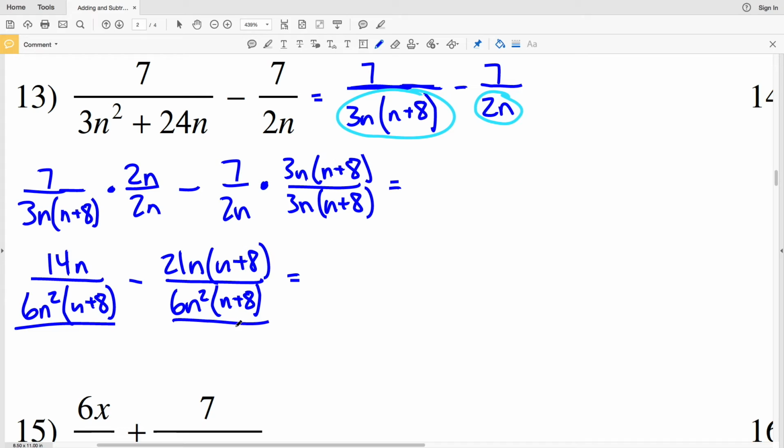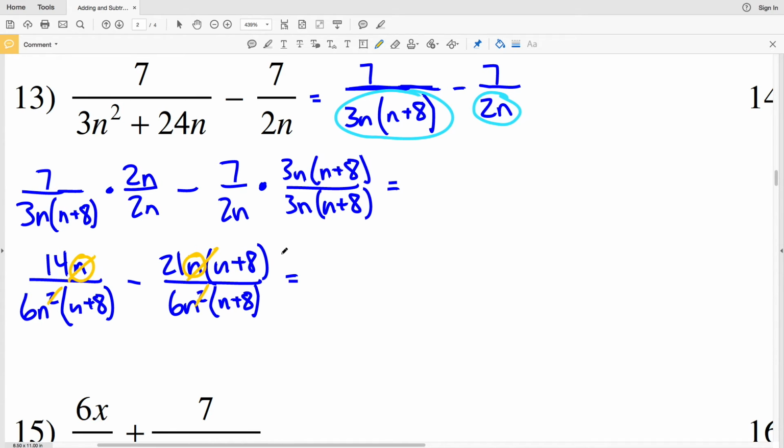And then when you write those under the same denominator, because now we have 6n squared times n plus 8 and 6n squared times n plus 8, if you notice, in each of those fractions, we're multiplying n to the entire quantity. So we can take away an n from the denominator, and you can see that we're right back where we got in our previous video. 14 over 6n times n plus 8 minus 21 times n plus 8 over 6n times n plus 8. So regardless of what you did, whether you multiply by 2 over 2 or 2n over 2n, and the same with that other fraction, you will get the same answer in the end when simplifying. So let's continue on to number 14.